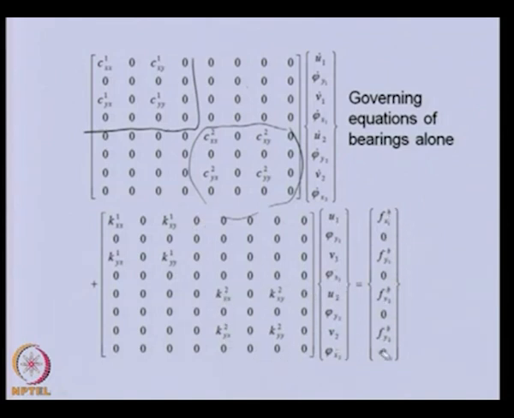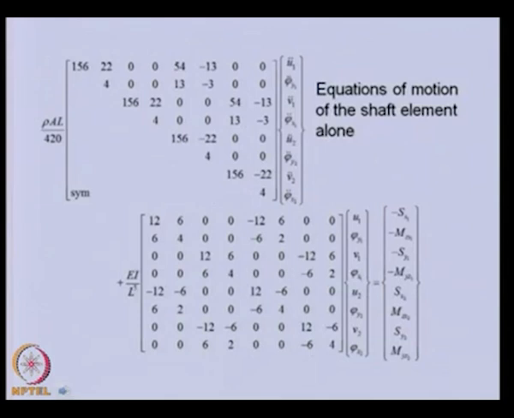These are the bearing forces at node 1 and 2. So, this is the equation of motion for the bearing alone, of both the bearings. Now, this is the equation of motion for the shaft alone. You can see we have clubbed the 2 plane motion as we did for the gyroscopic case. So, this is the mass matrix, this is the stiffness matrix, these are the reaction shear force and bending moment. So, this is the equation of motion of an element of the shaft.